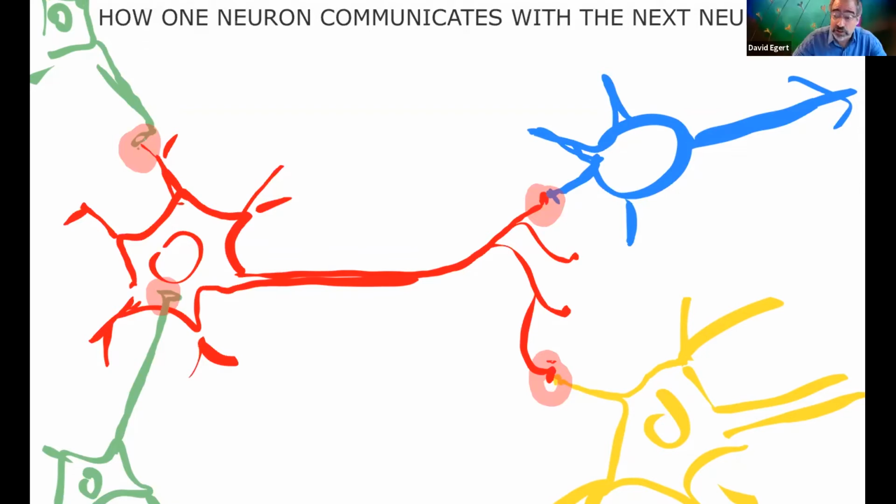The gap junctions. It is possible to have gap junctions where one neuron is actually electrically connected to another, but it's not the most common way. So usually it's through a chemical synapse.